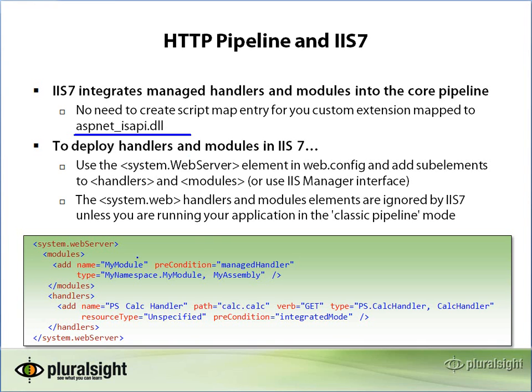Now, the place you're going to do this is inside a different section of the config file. It's called system.webServer, and this is reserved for IIS7 configuration. It also contains lists of modules and handlers, and these are the exact same modules and handlers we were looking at before. They're .NET classes that implement IHttpModule and IHttpHandler. They also use this same section to install native modules as well and native handlers.